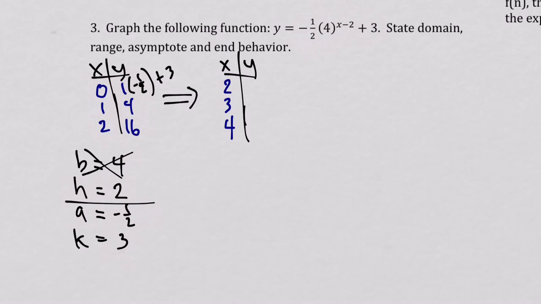Using a little bit of mental math, 1 times negative 1/2 is negative 1/2, plus 3 is 2 and 1/2, which is 2.5. It will be easier for us to graph if we leave it in decimal, so I'm going to leave it in decimal. The next one is 4 times negative 1/2 plus 3. 4 times negative 1/2 is negative 2. Negative 2 plus 3 is 1. 16 times negative 1/2 plus 3: 16 times negative 1/2 is negative 8. Negative 8 plus 3 is negative 5.